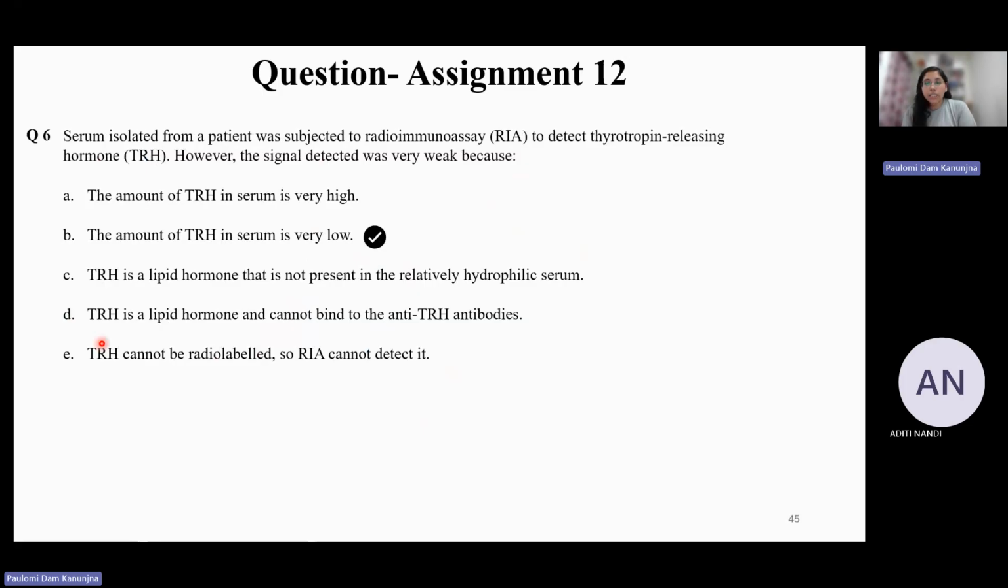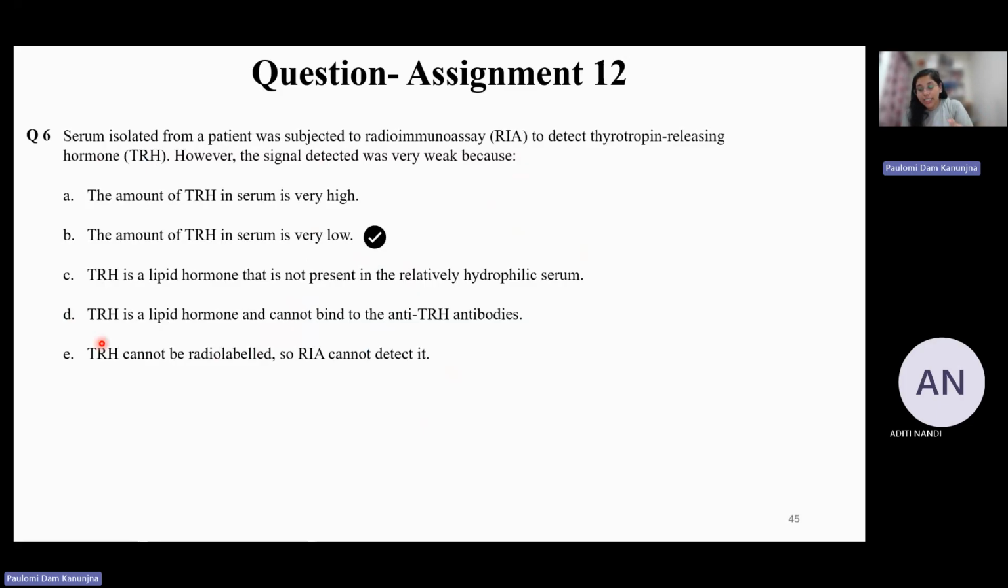Absolutely. Because TRH is released from the hypothalamus, and this releasing hormone goes to the anterior pituitary, where it releases TSH, which is thyroid stimulating hormone, right? That is the whole idea there. And now you're using RIA to detect the level. RIA is a very sensitive assay, this we discussed yesterday, but even then it is not able to detect any such level. So it means that the level of TRH in the serum itself is very low. It can't be very high. So the first option is incorrect.